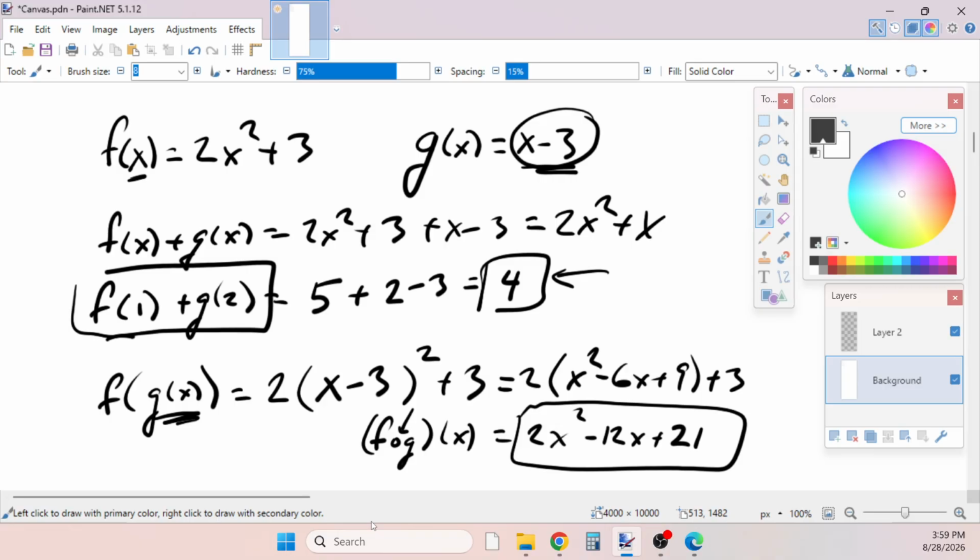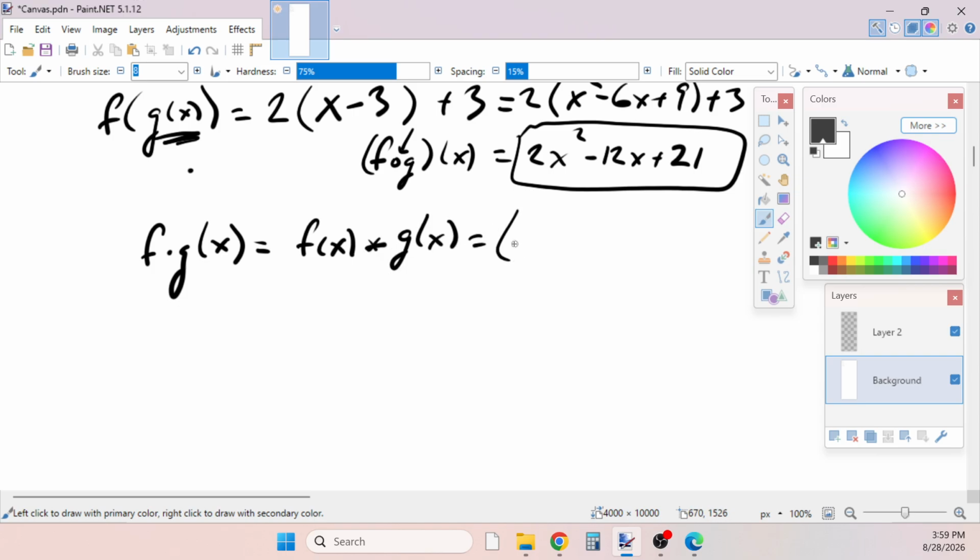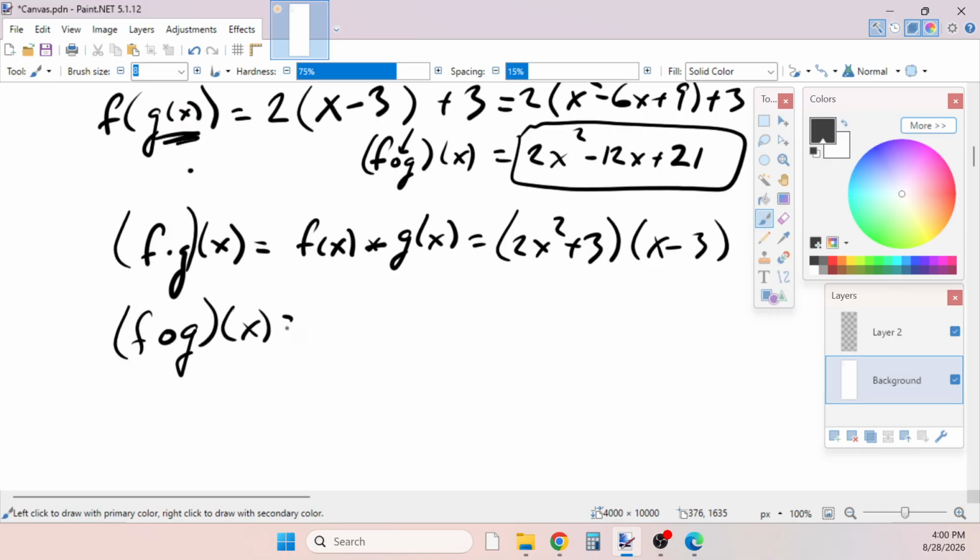This circle is hollow when I'm doing compositions. It's solid when I am doing multiplications. So f dot g of x means the function f times the function g of x, which I think was 2x squared plus 3 times x minus 3. f with an open circle g of x is f with g plugged into it, which is what we did.